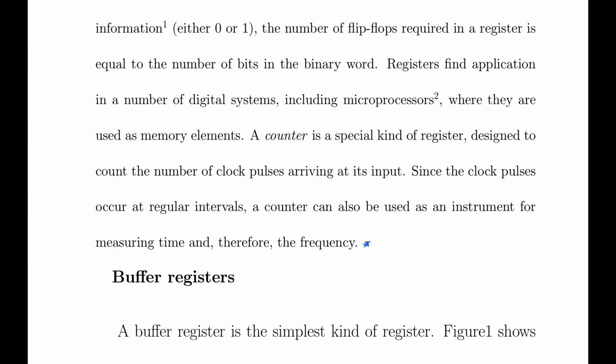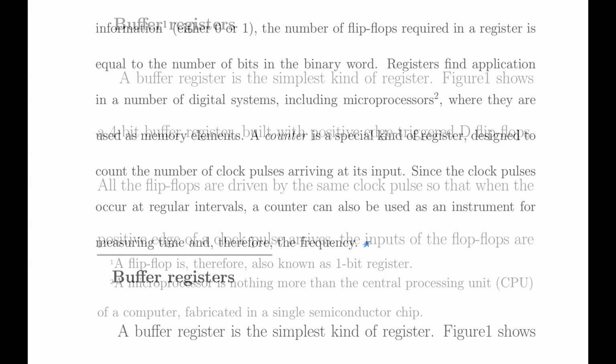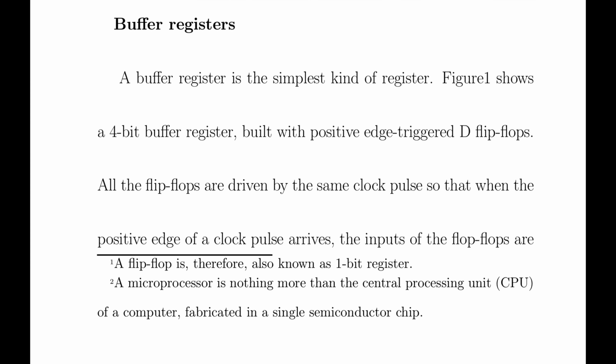Now let us come to the buffer registers. What is a buffer register? A buffer register is the simplest kind of register. In figure 1, we have shown a 4-bit buffer register built with positive edge-triggered D flip-flops. Now recall the truth table of the positive edge-triggered D flip-flop. When the positive edge of the clock pulse hits the D flip-flop, the input is transferred to the output of the flip-flop.